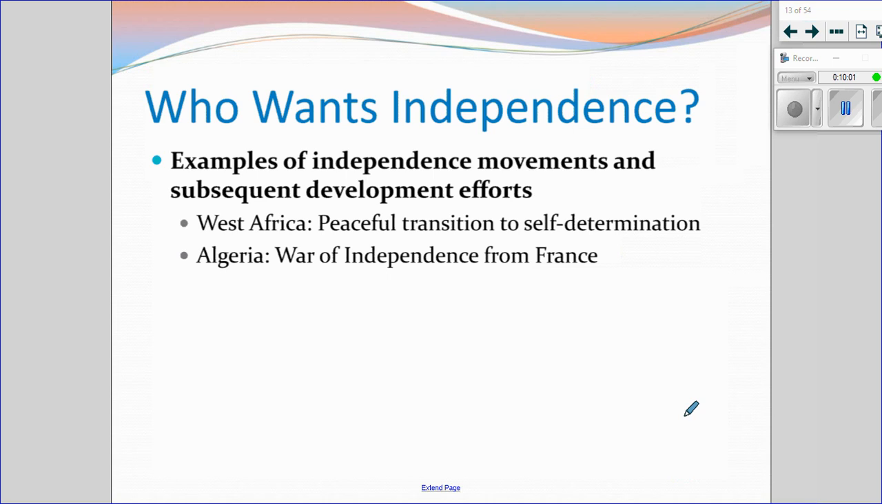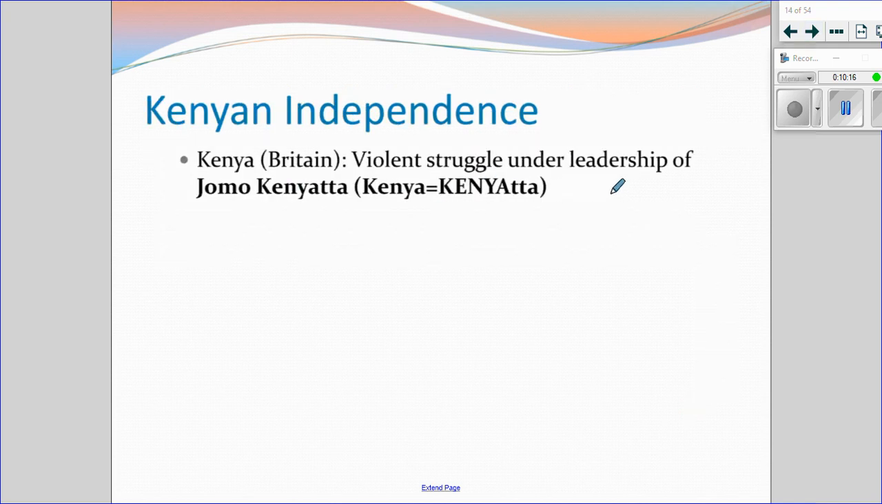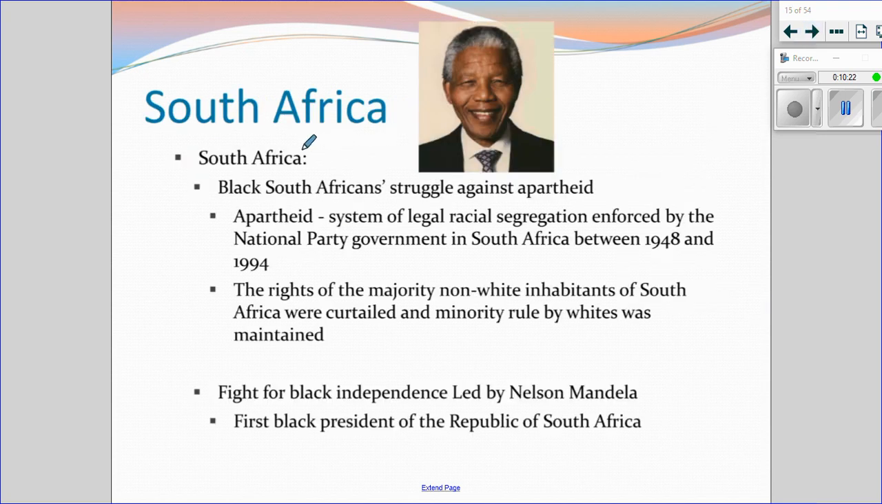Examples of independence movements and subsequent efforts. So West Africa peacefully transitioned to self-determination, whereas we see some conflict, some wars for independence in places like Algeria. Right? Kenya had a violent struggle under the leadership of Kenyatta, all right, to win its independence. In South Africa, there was significant strife. South Africa had a system called apartheid, and apartheid was segregation, very strict segregation.